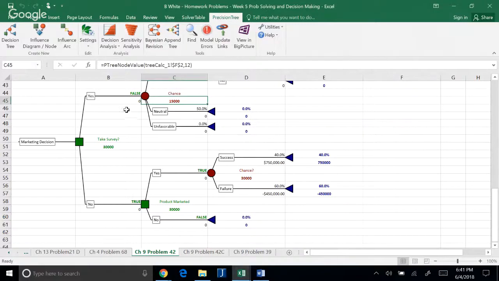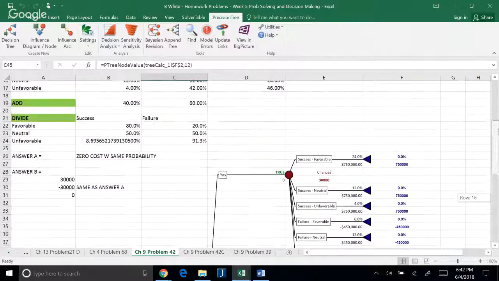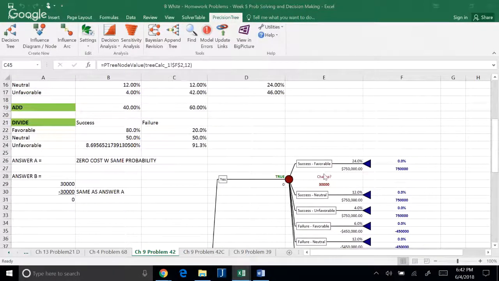The other thing is for your test, assume that it costs you $10,000 to administer the survey. So that'd be the other trick to this one. So I think I've figured out everything that was wrong with this one. So I'm going to move on to the next one.